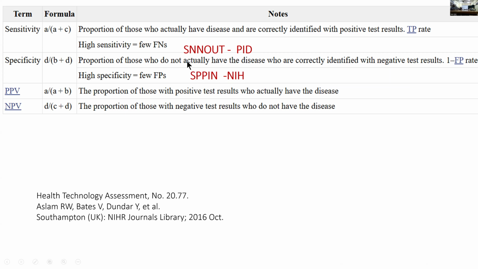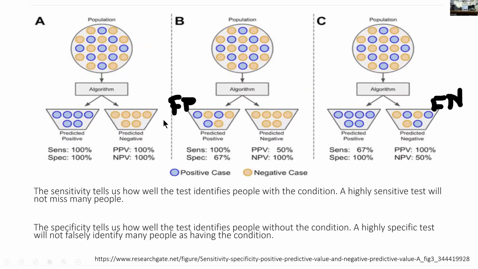Specificity is the patients who don't have the disease and the test has also said true negatives, the proportion of true negatives in patients who don't have the disease. That is SPIN: a specific test, if positive, will rule in the disease. That is NIH, negative in health. Just look at it with an example. Suppose this is a data set in which blue or purple are the patients with disease, orange are the people without disease.